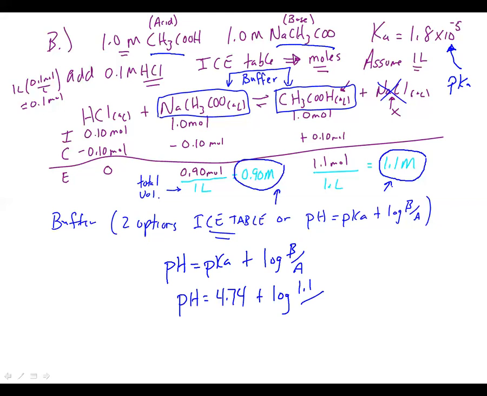I'm sorry, I did that backwards. I was looking at the wrong one. Let's try that again, do it correctly. Take two. All right. So our base is our sodium acetate, which is actually this guy. And that would go on top, 0.9. And our acid obviously is our acetic acid, which is on the right there, which would go 1.1.